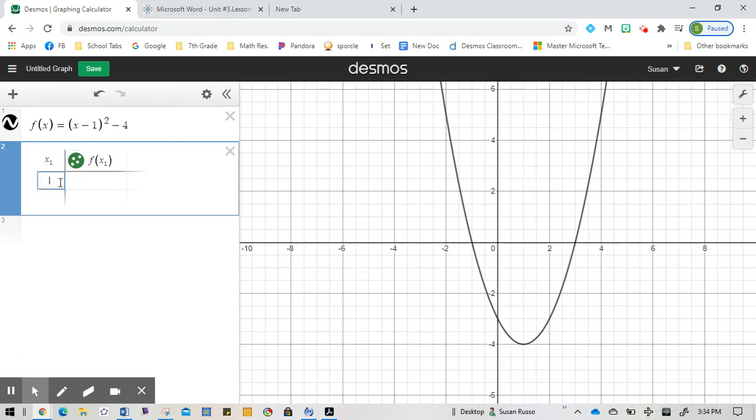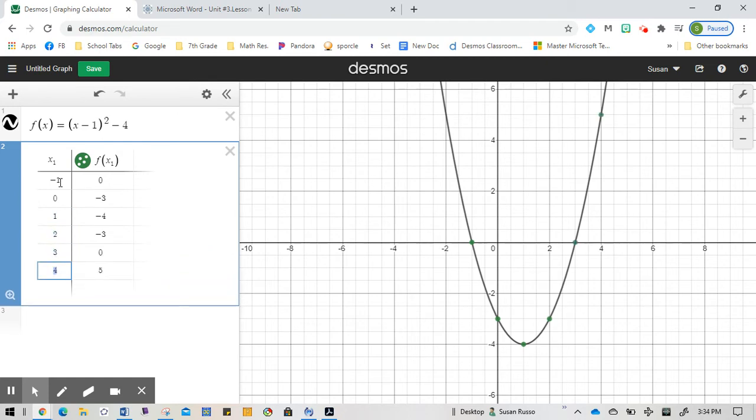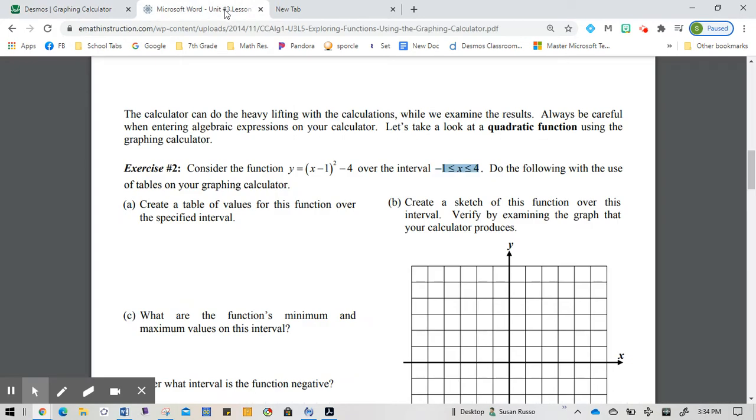And it wants me to go from -1 to 4. So I'll start with -1. There's my output. When x is 0, there's my output. And 1, 2, 3, and 4. And there's those points. So it looks like that.